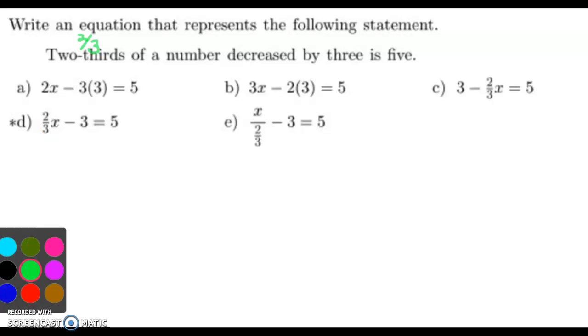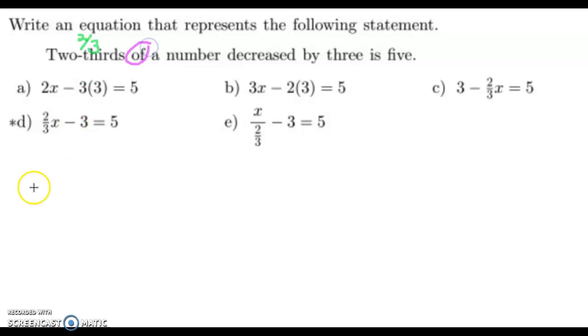Now here's a special word. This word is the word of. Sometimes people don't understand what of actually means in math, but of actually means multiplication. So I'm just going to put a dot there. So when it says 2/3 of a number, that means 2/3 times a number.